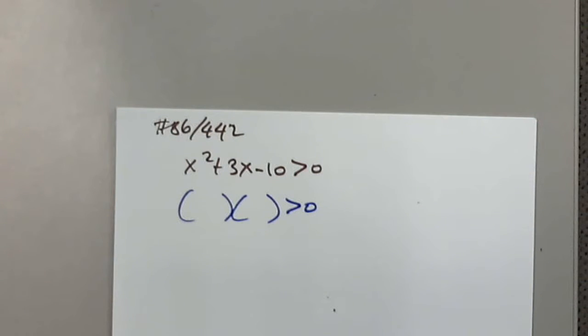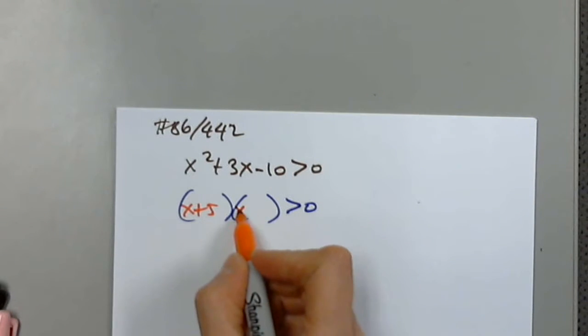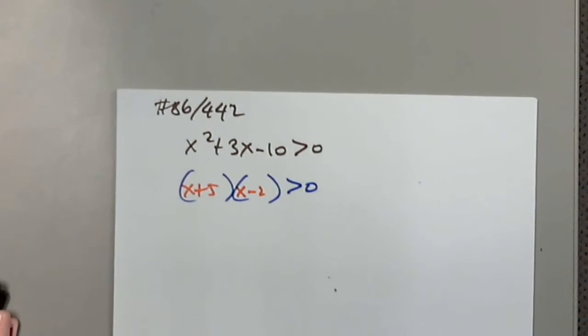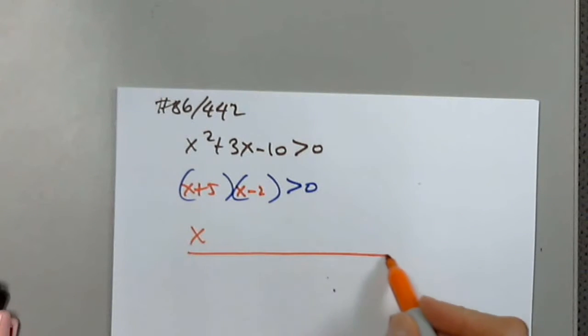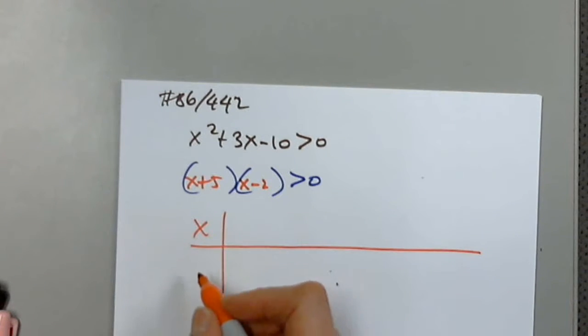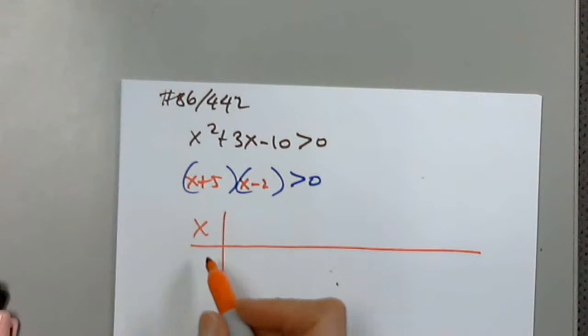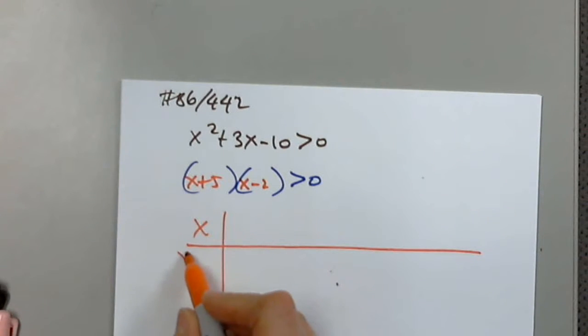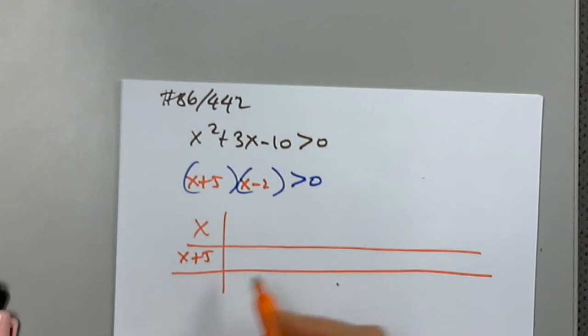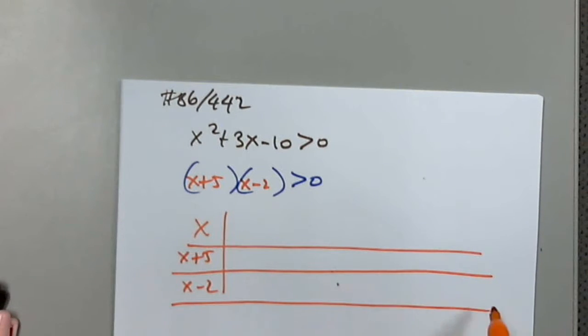Very good. How do I factor this? X plus 5 times x minus 2. Very good. And then I recommend, it's up to you. I accept the other methods, not plugging in and checking without showing work, but I accept the other method. I recommend this one, but it's up to you.